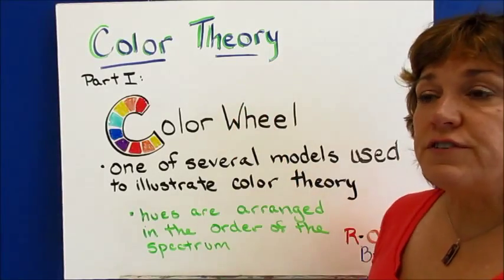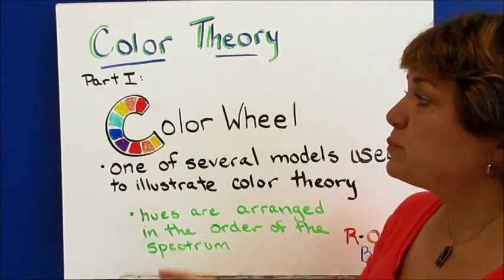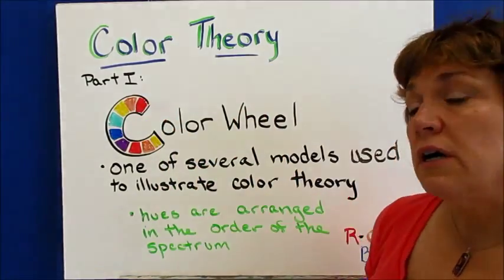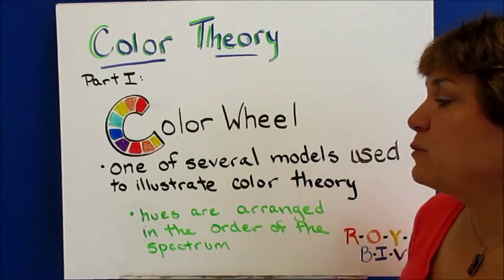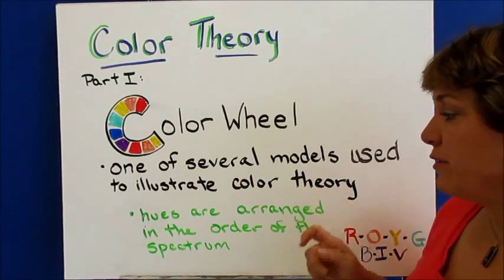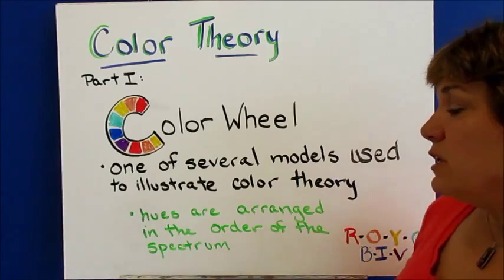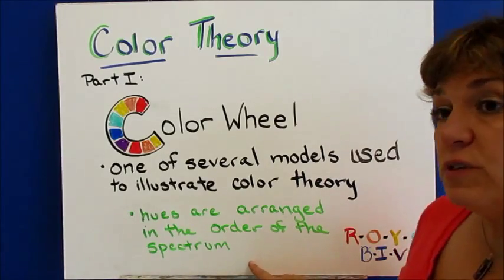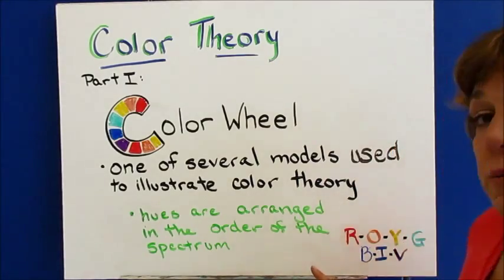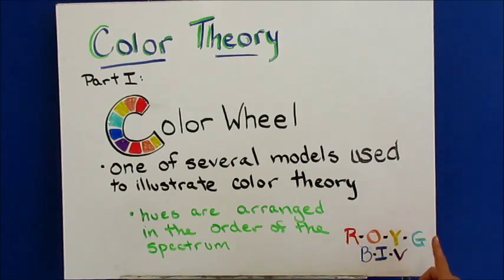This is the first of a series of color theory videos. Part 1 is on the color wheel. The color wheel is one of several possible models used to illustrate color theory. The hues in a color wheel are arranged in the order of the spectrum. You studied the spectrum in science classes before and learned it as ROY G. BIV: red, orange, yellow, green, blue, indigo, and violet.